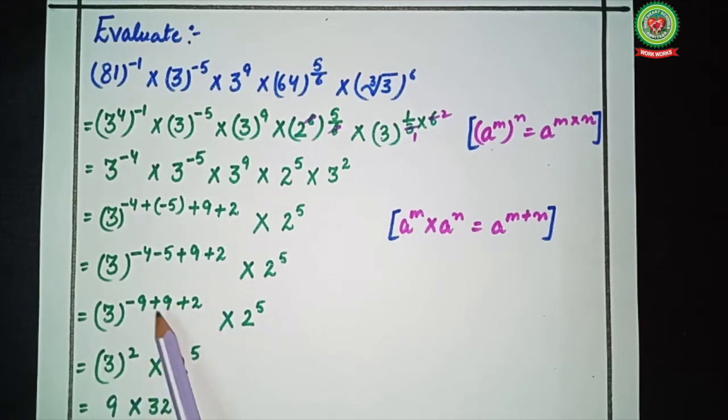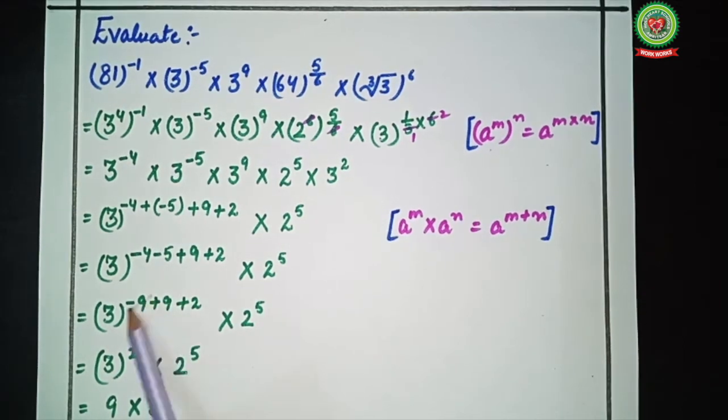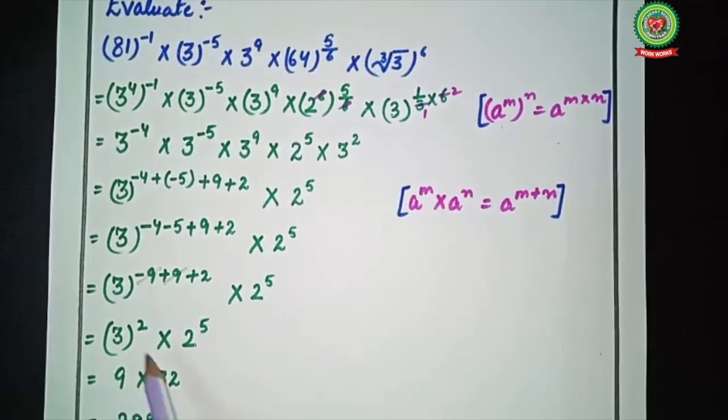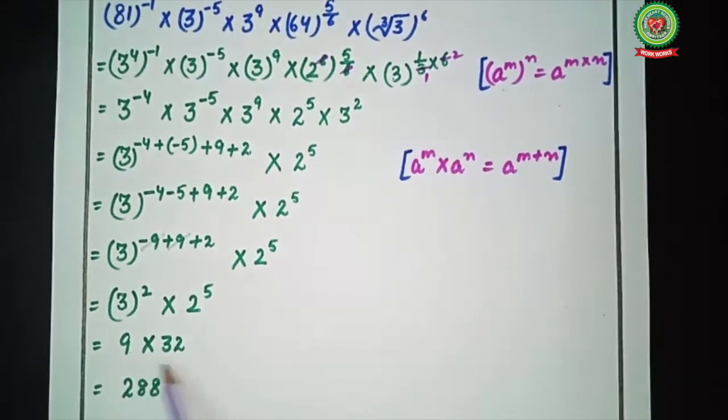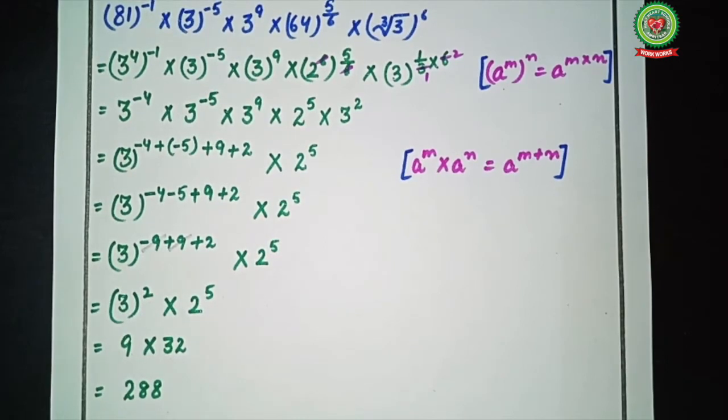Now for 3 raised to power, here you can see that minus 9 and plus 9 we can cut here only, right? So here we will have 3 raised to power 2 only, multiplied by 2 raised to power 5, right? Now 3 raised to power 2 means what? 9. 2 raised to power 5 means what? 32. And after multiplying it, we will get 288. This is our answer, right?